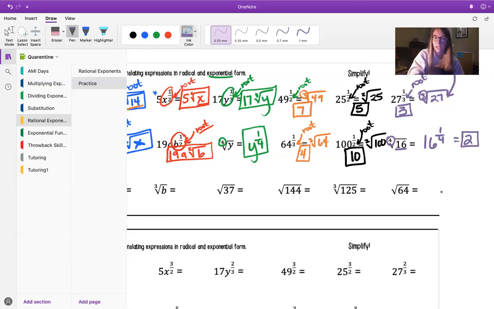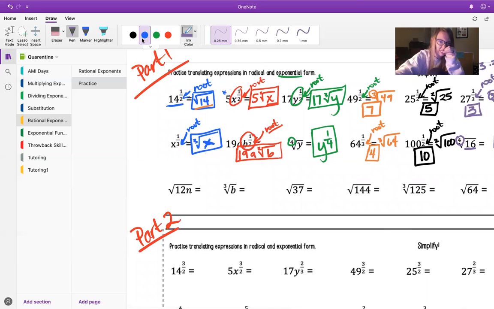Okay. Last row for part 1. So we have the square root of 12n. So this is a square root, and it's being taken of all of this, 12 and n. Okay, so we know the root is going to be our denominator. It's not being taken to another exponent, so the numerator is just going to be 1. So it's going to be 12n, let me write this down here, 12n to the 1/2 power. And all of the 12n is going to be taken to the 1/2, because all of it's underneath the square root.